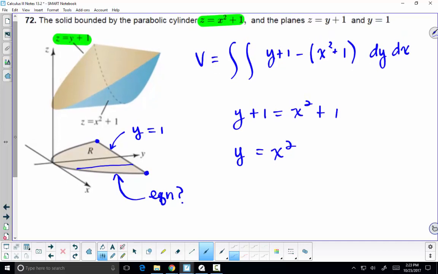And we're going from, on the inside, the lower surface is y equals x squared, the upper surface is y equals 1, or the upper curve, I should say. We're in the xy plane, so these are curves. Lower curve is x squared, upper curve is y equals 1, and then left to right, what are our x limits? Negative 1 to 1. So there is the setup.